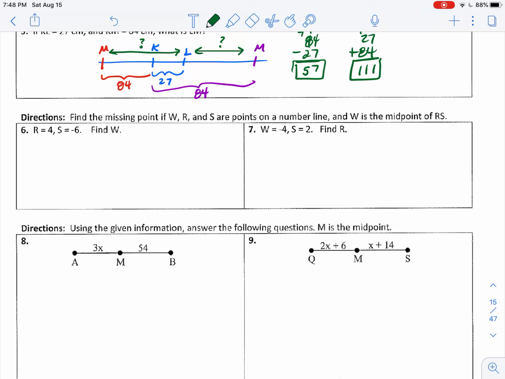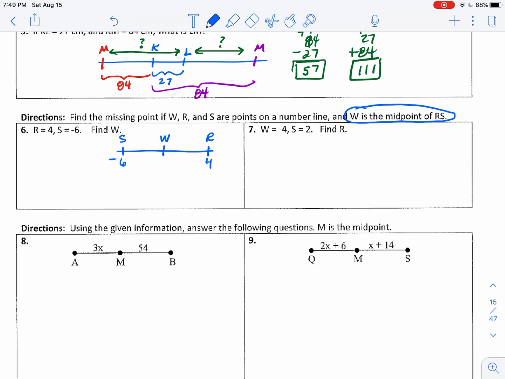In number 6 and 7, it says find the missing point if W, R, and S are points on a number line, and W is the midpoint. Okay, so now we know if W is the midpoint of RS, we know that W is right here. Now, I don't know if R is on the right or on the left of W. So let's look at the values. It says that R is at 4 and S is at -6. So if S is at -6, S needs to be on this side. And R, on a number line, would be on the right. And the question says find W.